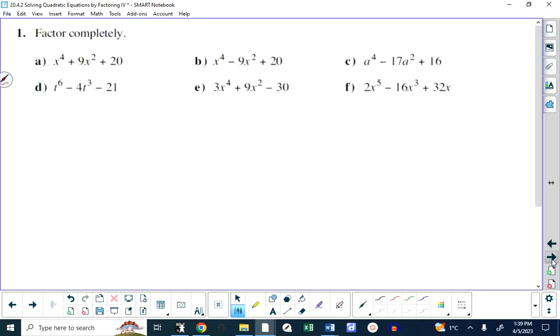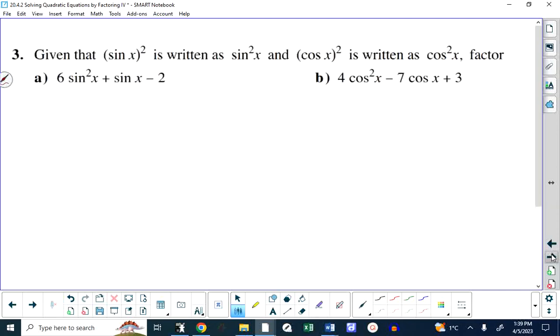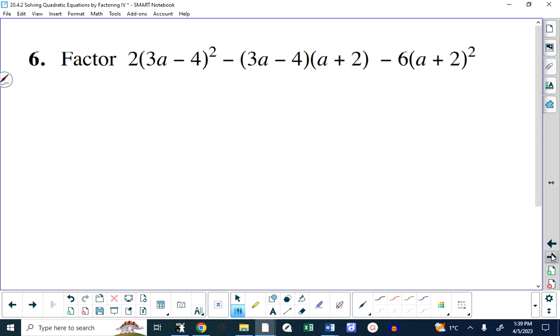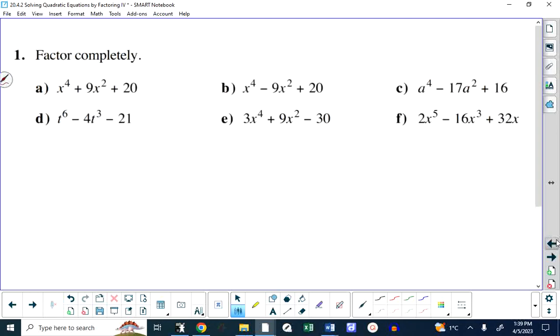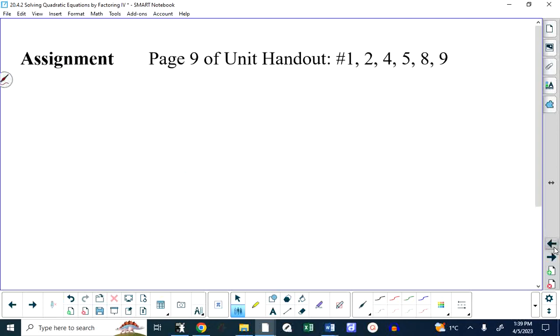Anyway, you can see there's a whole bunch of problems that ask you to factor things. I don't think you need to do everything. But definitely you need to do some from number 5 and some from 1 and 2. And you can see what the assignment is: 1, 2, 4, 5, 8, 9. But you have to know how to do the stuff in 1 to 2, and you have to know how to do the stuff in 5. The other stuff is just extra.